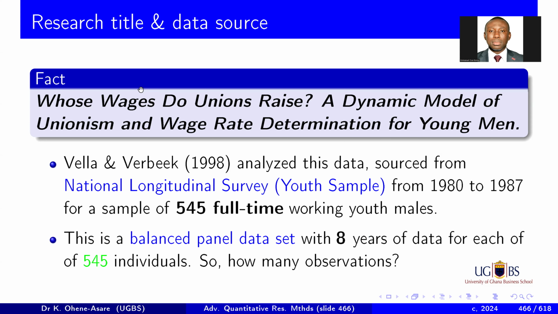So this is your data set. It's a balanced data set. Balanced. 8 years of data for each of the 544. So how many observations are there? Given that it's balanced. You've got to be incredibly smart to give me the number.